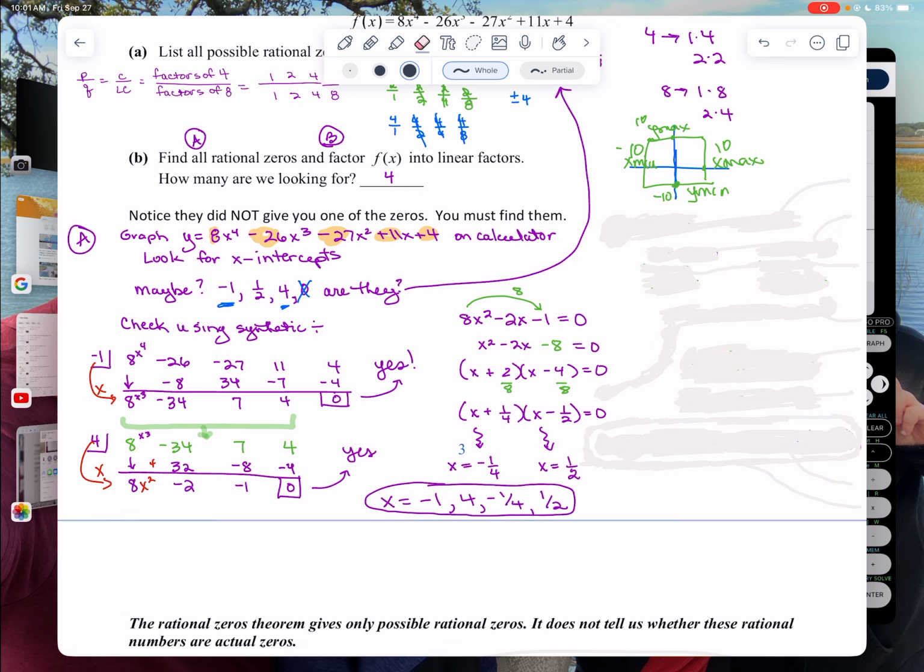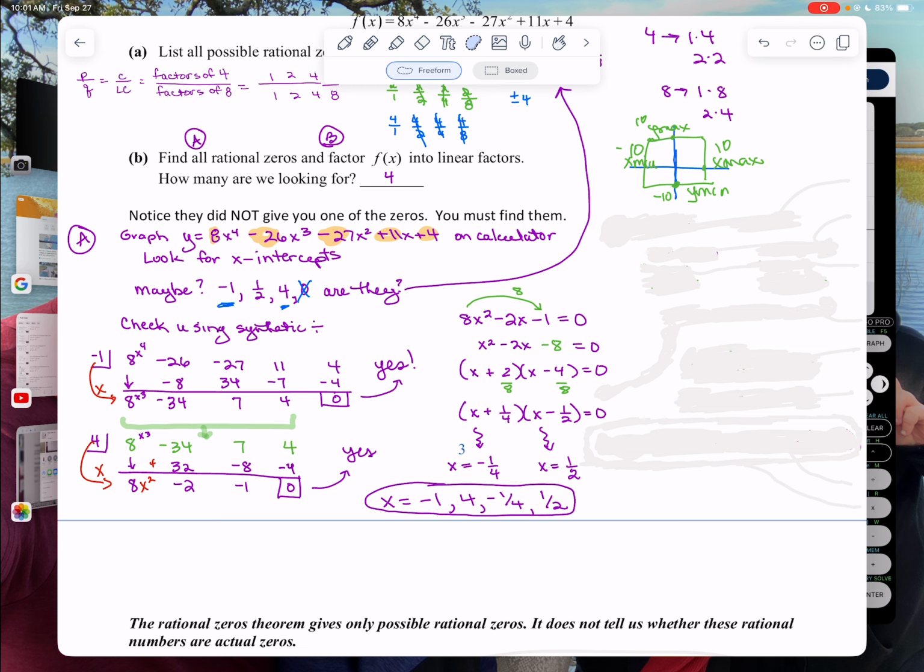So I've answered the first one, right? Tell me all the rational zeros, and I've got 4 of them. That's as many as I needed: -4, 4, -1/4, and a half. So we've answered letter A, okay? We've found all the rational zeros.